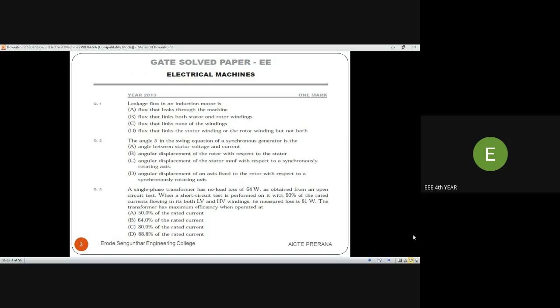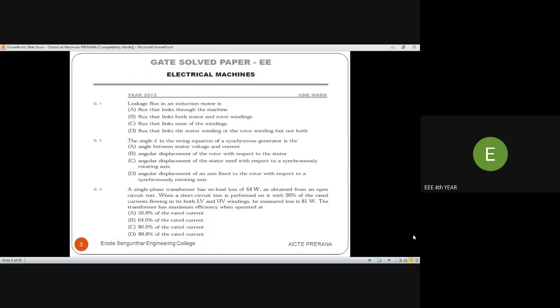Next, question number 2. The angle delta in the swing equation of a synchronous generator is: option A, angle between the stator voltage and current. Option B, angular displacement of the rotor with respect to the stator. C, angular displacement of the stator MMF with respect to the synchronously rotating axis. D, angular displacement of an axis fixed to the rotor with respect to a synchronously rotating axis.